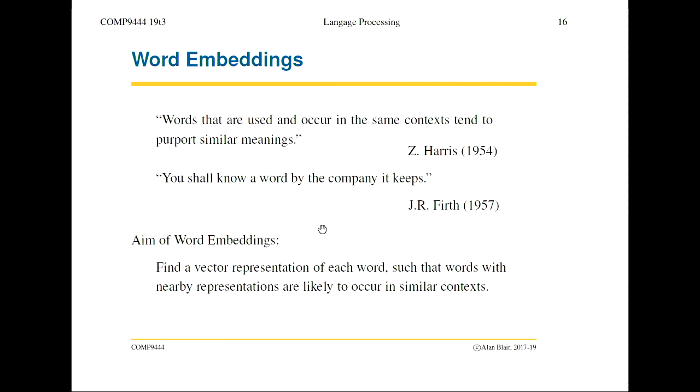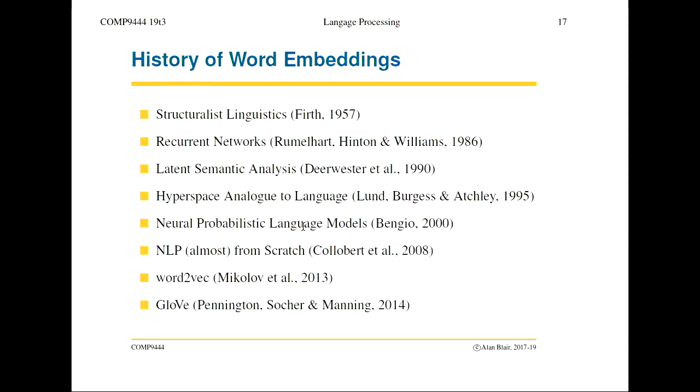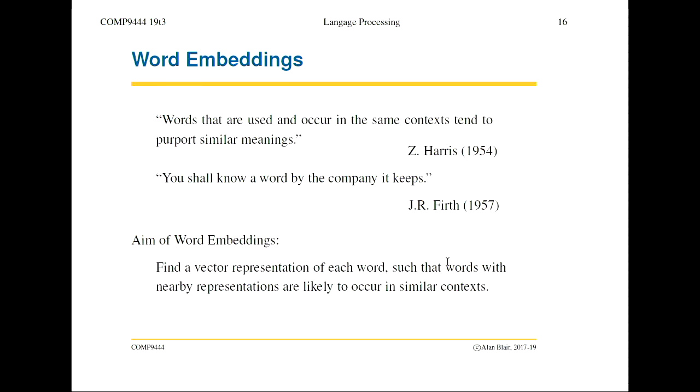And this idea really goes back actually to the 1950s, to the structuralist linguistics movement. These are some quotes by Harris and Firth. Words that are used and occur in the same context tend to purport similar meanings. Or you shall know a word by the company it keeps. So this is the aim of the word embeddings. We want to find a vector representation of each word such that words with nearby representations are likely to occur in similar contexts.